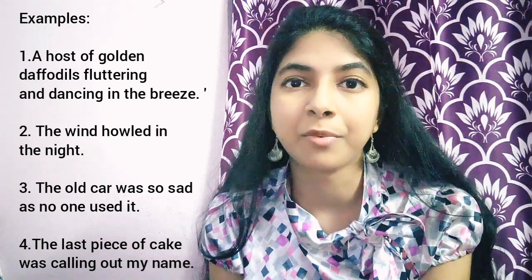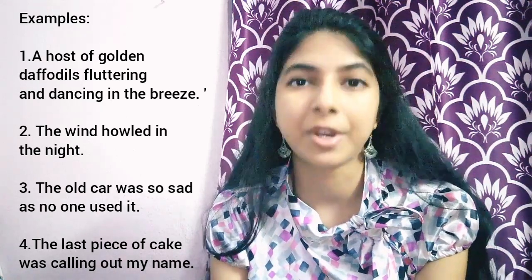Let's move to the next literary device, personification. Personification is a figure of speech in which non-humans, can be animals, things, or ideas, are given human-like characteristics. The non-human objects are portrayed in such a manner that we feel that they have the ability to act like human beings. For example, in the poem Daffodils by William Wordsworth, daffodils are personified.